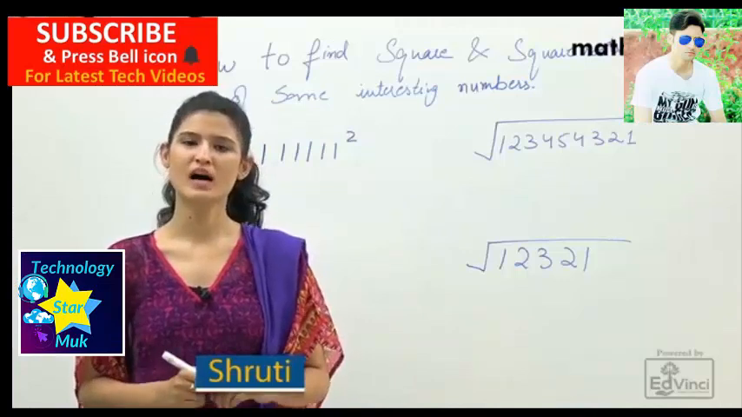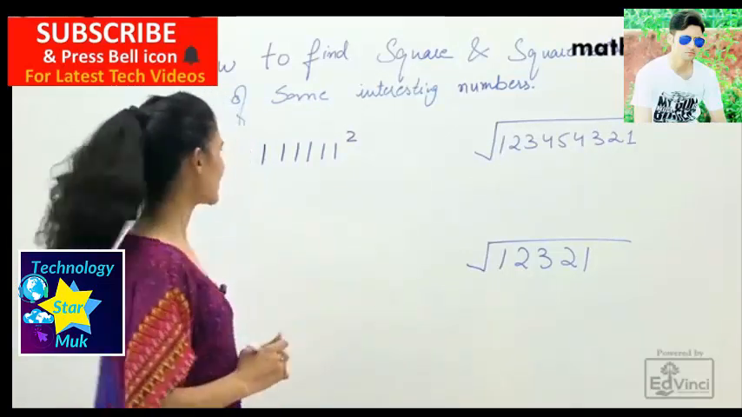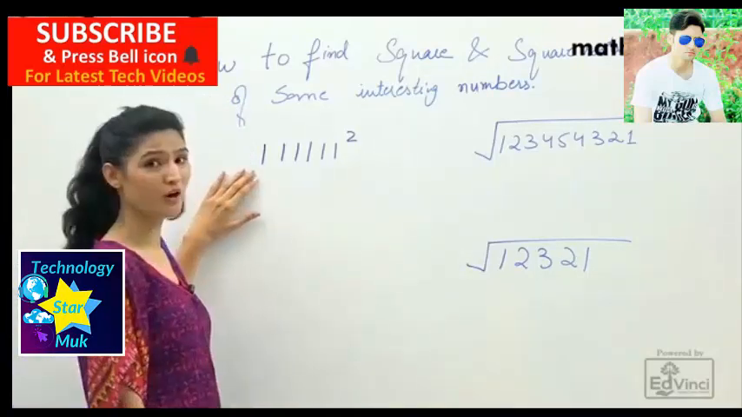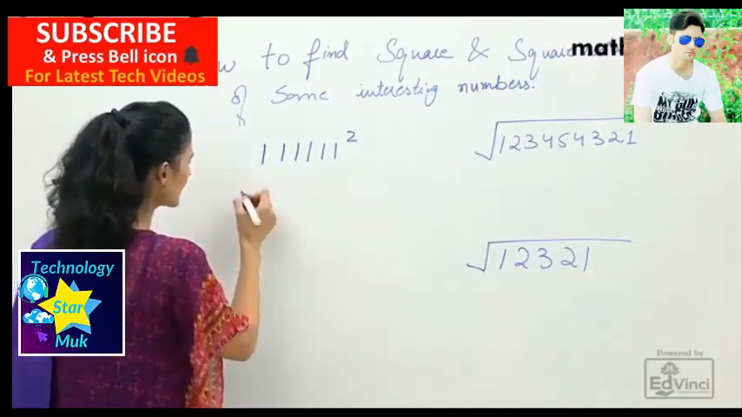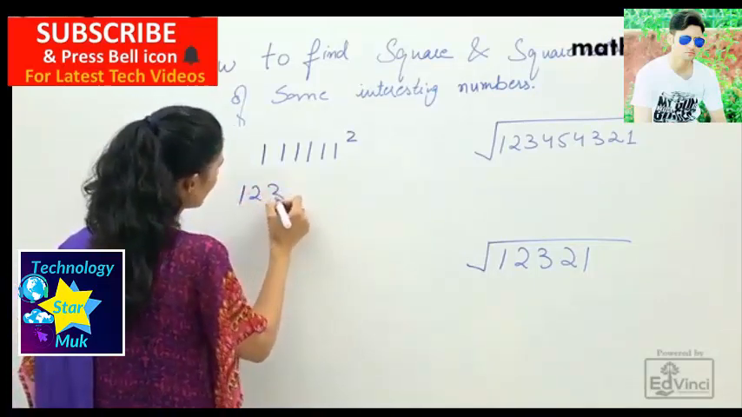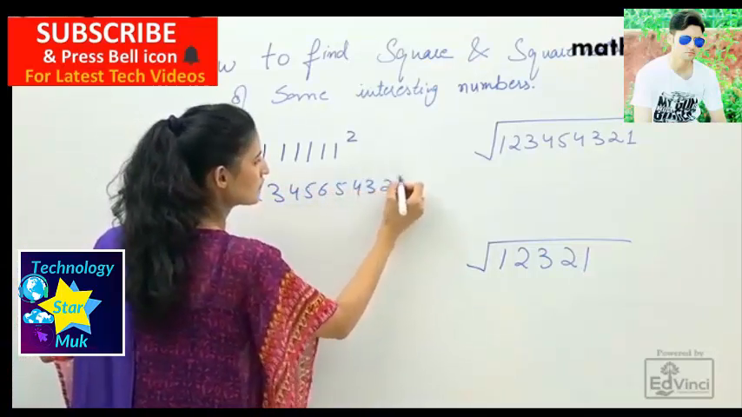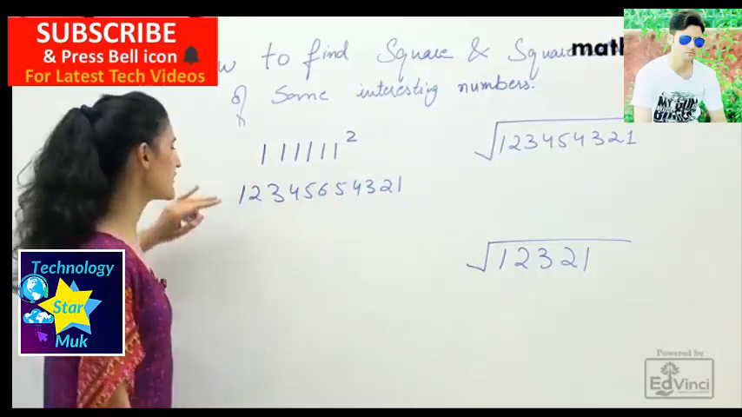I'm going to tell you how to find squares and square roots of some interesting numbers. Let's have some examples. So this is an example. Isn't it such a long or a big number? But the answer is very simple. Do you want to know how? Okay, so the answer for this number is very simple.